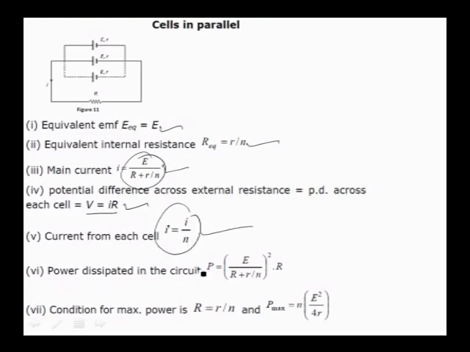Similarly, the power dissipated in this case is I square R, that is E divided by R plus r divided by n, whole to the power of 2, into R. The condition for the maximum power is that the external resistance should be equal to r by n, and the power maximum is equal to nE square by 4r.